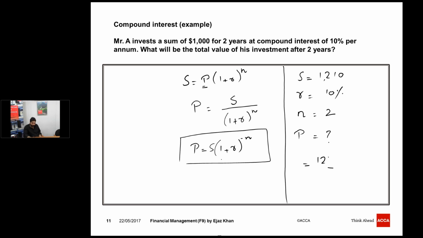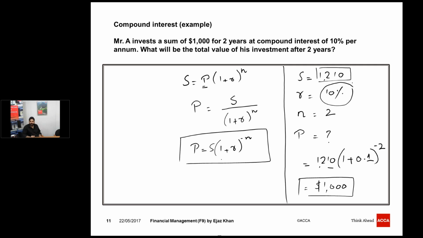We can calculate P with the help of the same formula. S means $1,210, (1 plus R), 0.1, raised to the power minus 2. This time we get back the same $1,000 we have in the question. So what we have actually done is we have subtracted from this sum the 10% interest that we have earned to get the present value of the investment. This is a very useful and very basic calculation for the net present value technique of investment appraisal.